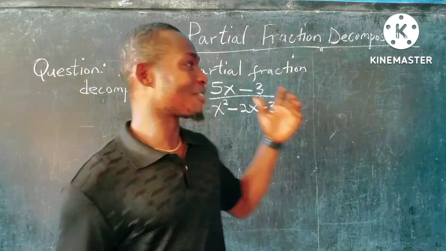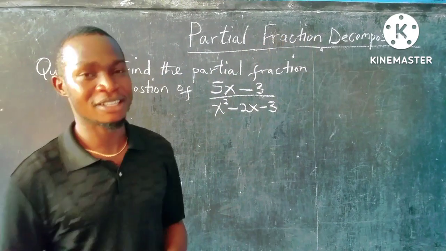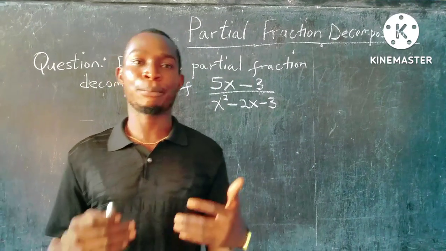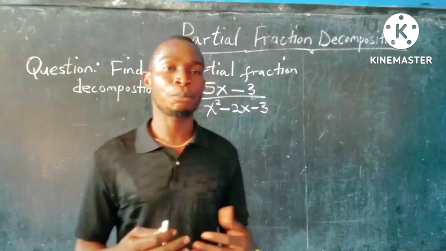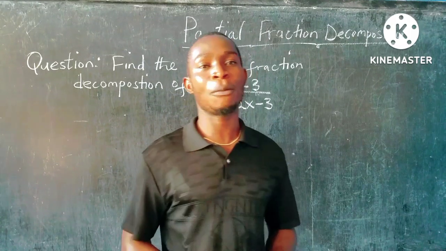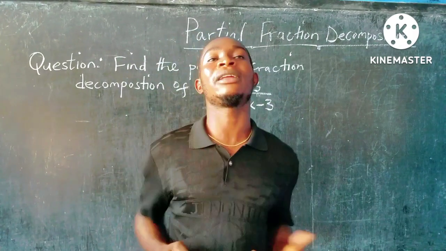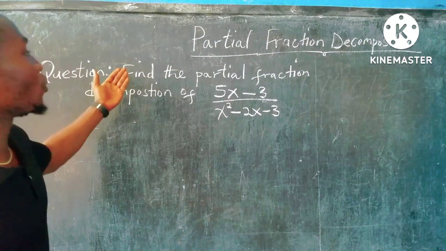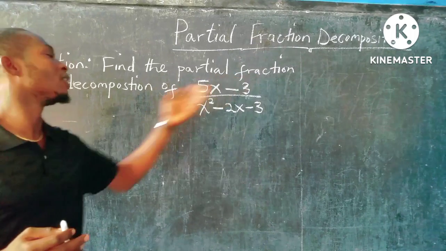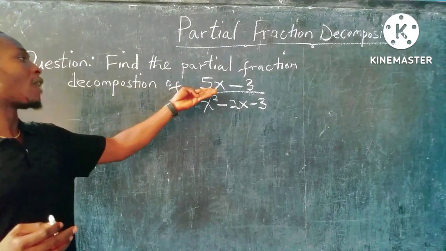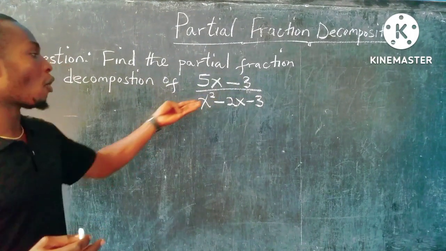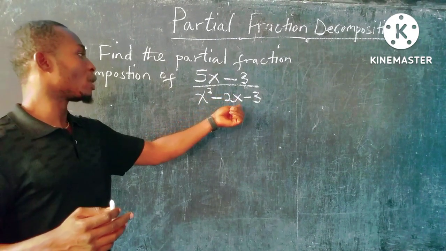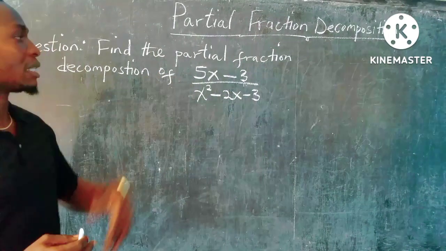So today we are discussing partial fraction decomposition. There's a question here, and we will be giving you a step-by-step approach that will guide you through and help you to understand in the simplest form how to solve any problem in the area of partial fractions. Let me quickly read the question. Our question says we should find the partial fraction decomposition of 5x minus 3, all expressed by x squared minus 2x minus 3. So this is it.